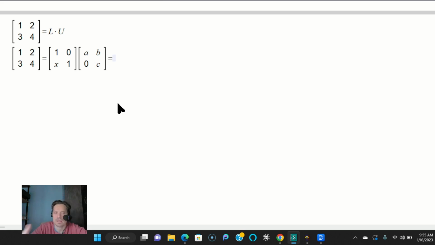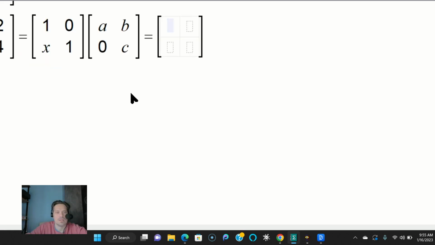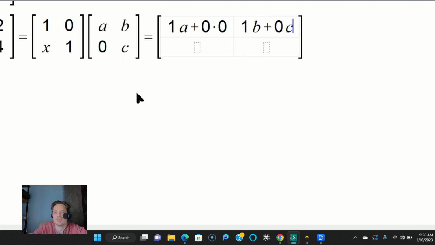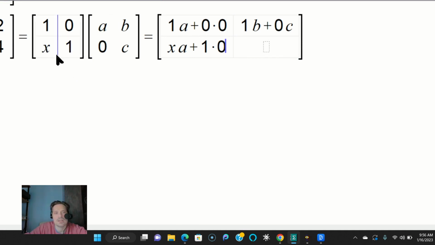Let's multiply these out on the right side. Each one is 2 by 2, so the result is also 2 by 2. Let's zoom in a little bit. You're going to do 1 times A, so 1a plus 0 times 0. So you're just doing the dot product of this row 1 0 with this column a 0. Then you're going to do 1 times b plus 0c. After that, you're going to do xa plus 1 times 0, which is 0. Then you're going to do xb and 1c. So the last entry is xb plus 1c. That's the first raw step.